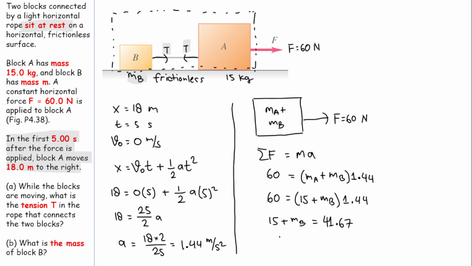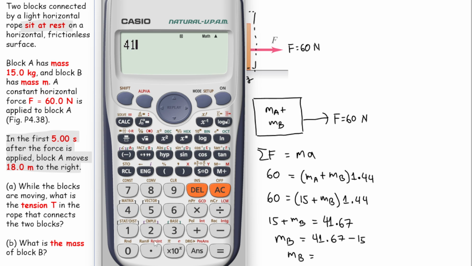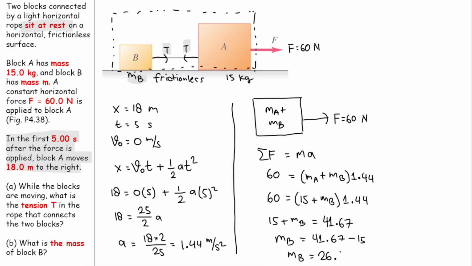41.67, and we can isolate MB by subtracting 15 from both sides. So I have 41.67 minus 15, and that is the mass of B, right? What is 41.67 minus 15? We have 26.67, and the unit here will be kilogram. And this is the answer for the question: what is the mass of block B?